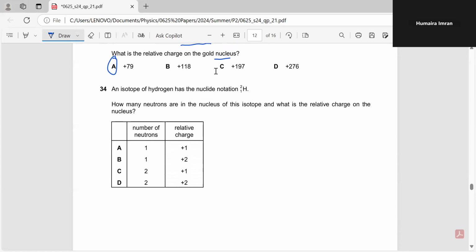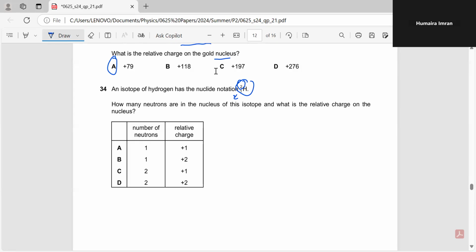Question 34. An isotope of hydrogen has the nuclide notation 1H2. How many neutrons are in the nucleus of this isotope, and what is the relative charge on the nucleus? To calculate the number of neutrons, you know that this number is the sum of the number of neutrons and the number of protons, and this other number is the number of protons only. So you can subtract these two very easily.